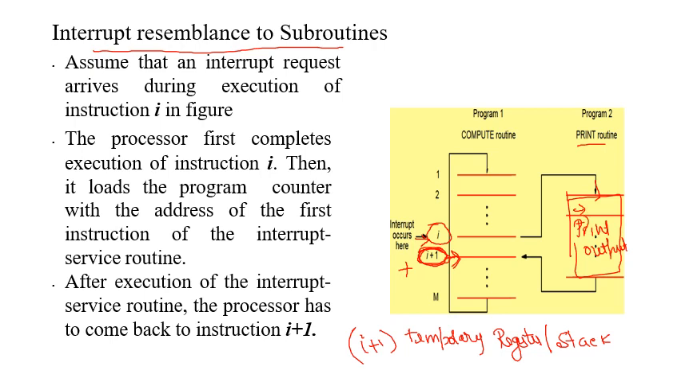Once the instructions are written, at the end of the program we will have a return from interrupt instruction that replaces the PC value by the address I plus 1. When the processor executes the return instruction, the PC value gets automatically replaced by the value that is present in I plus 1, that is the address. Once it comes back, it executes the normal execution.